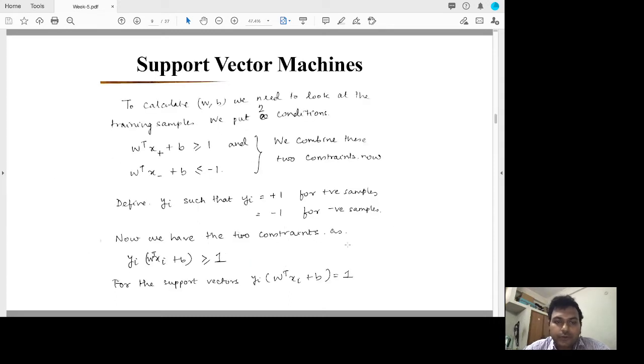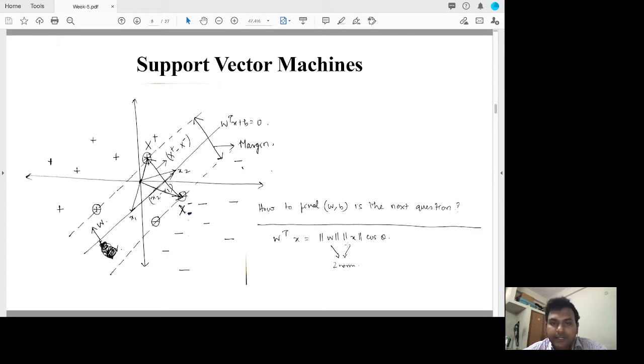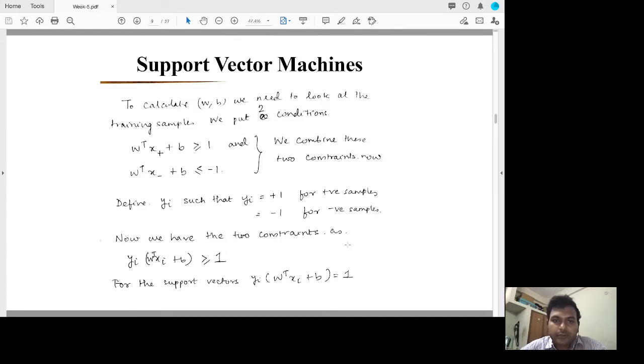So how to calculate W and B? In order to calculate W and B, obviously you need to depend on your training samples, because you have been given a large amount of training data and you will train your W and the SVM classifier such that the accuracy on the training set increases, and so on. So it's just like a normal machine learning problem. So to calculate W and B, we need to look at the training samples, and we put two conditions.